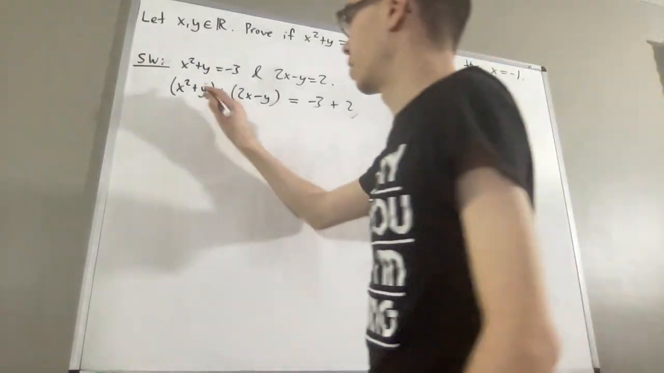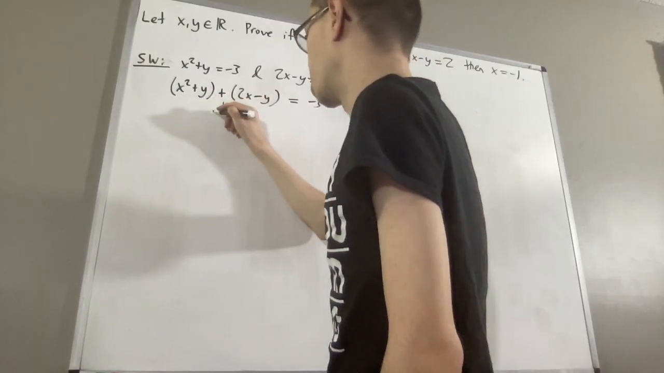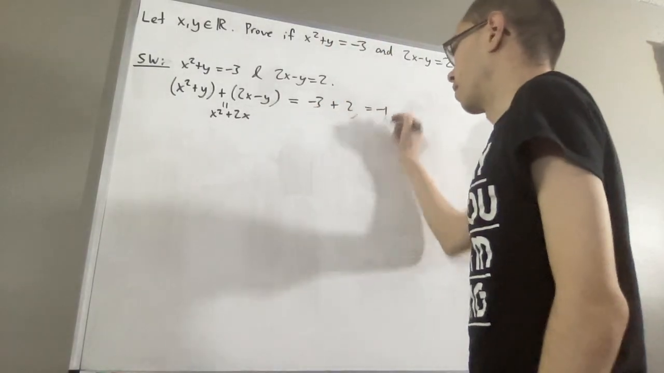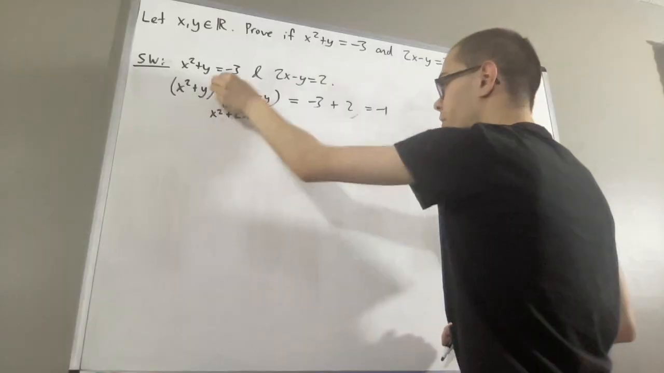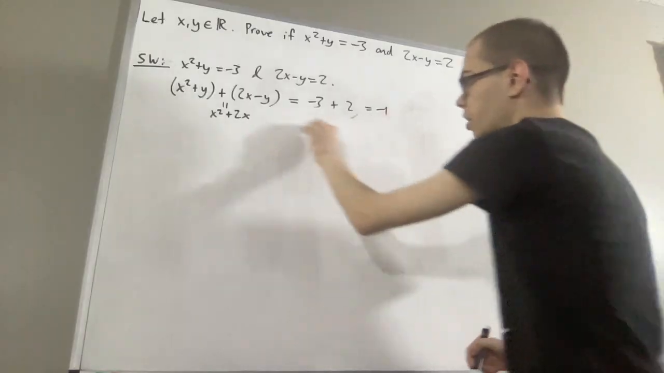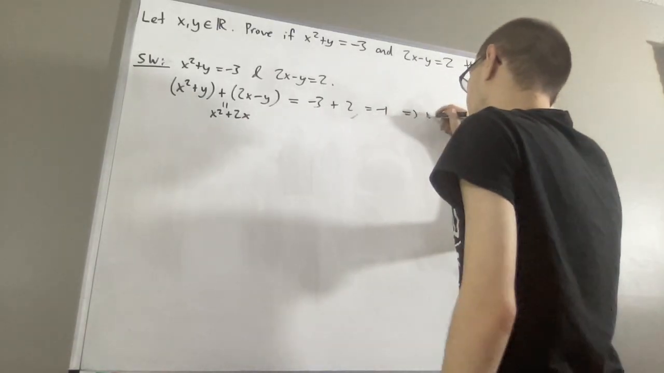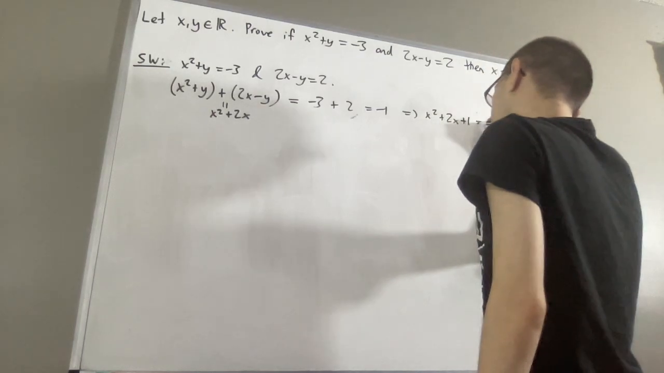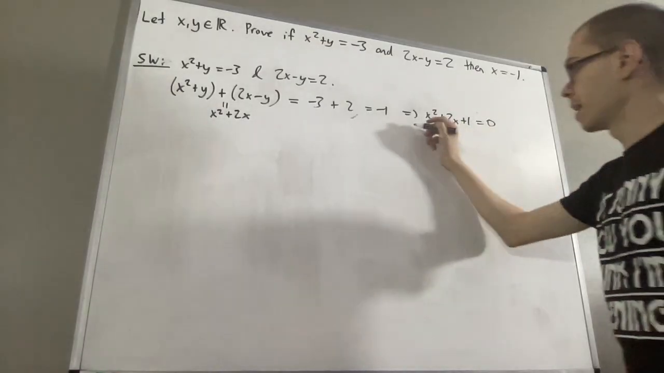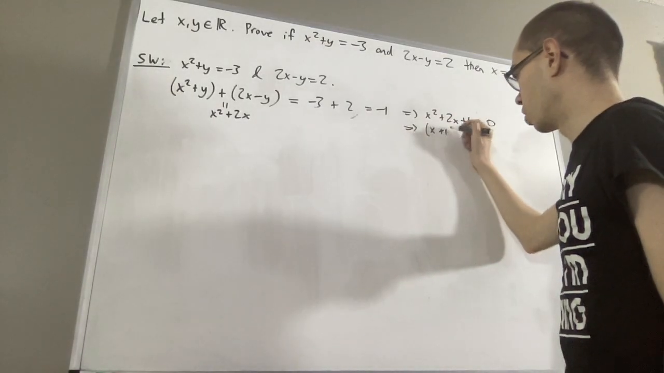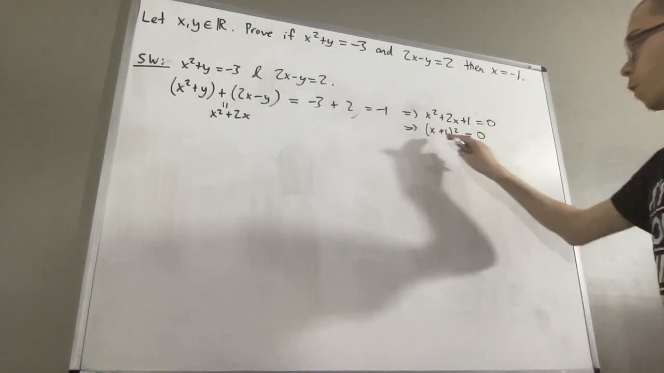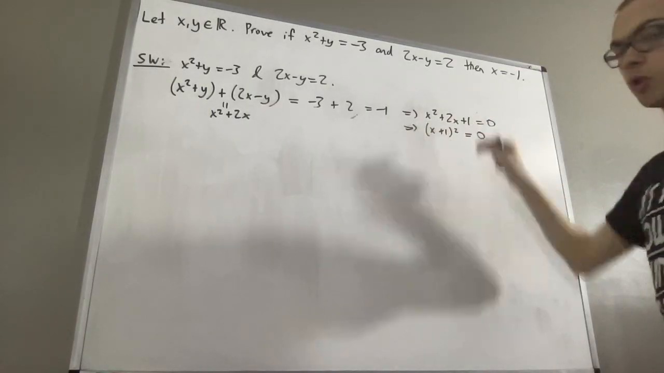But the observation is that the y and the minus y cancel out, so this is just x squared plus 2x. Negative 3 plus 2 is just negative 1. So this will give us x squared plus 2x equals negative 1. Adding 1 to the other side, that gives us x squared plus 2x plus 1 is equal to 0. Right? And you probably recognize this as a trinomial. And if you factor it, it's x plus 1 squared. So we have x plus 1 squared equal to 0. Right? So if you were to expand this out, that's equal to x squared plus 2x plus 1, as we know.